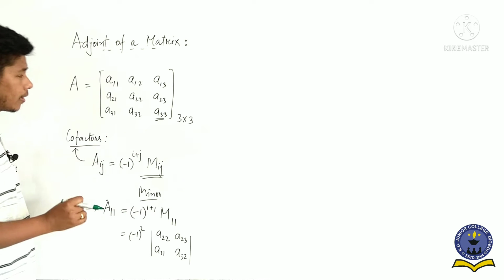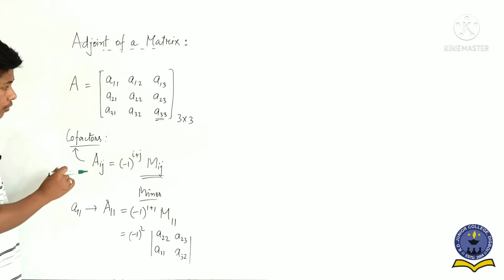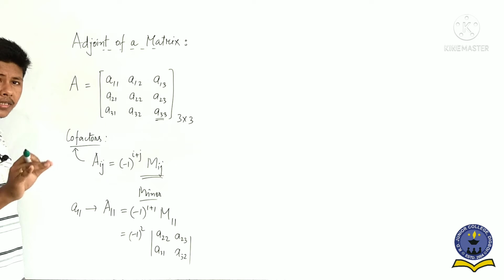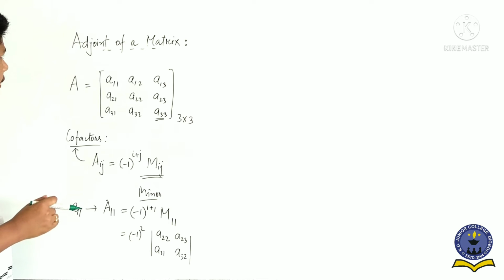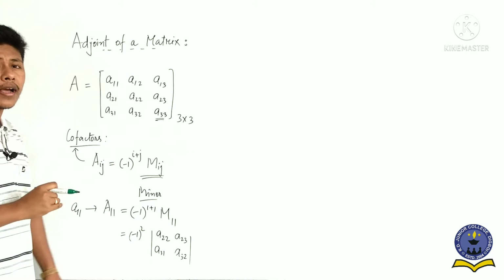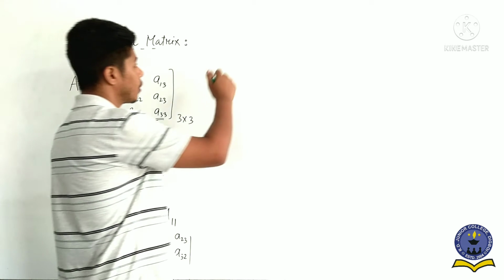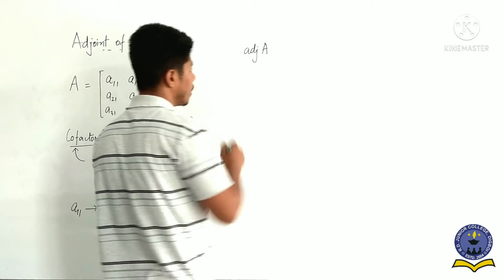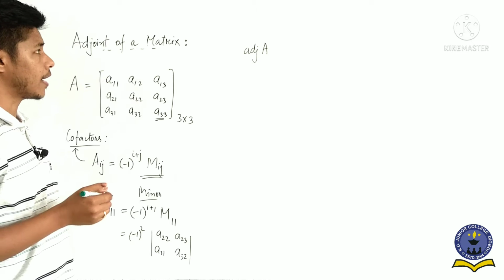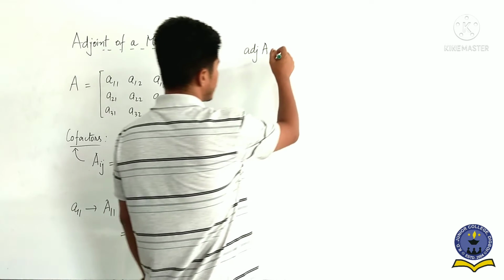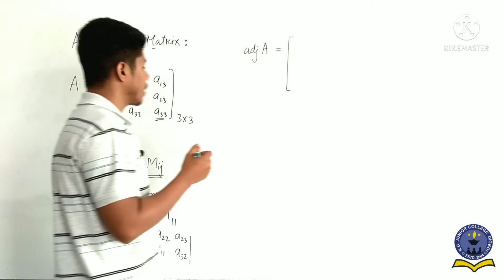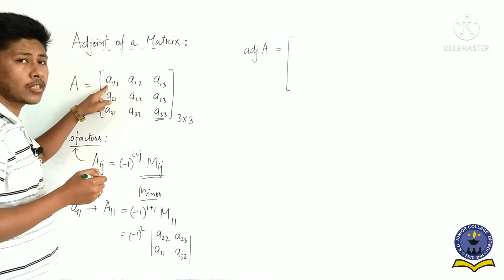And then after that, how can we find out? So first of all, for each and every element we have to find out the cofactor. Is it clear? So after finding the cofactor, now here the adjoint. Generally the symbol of adjoint is this one, adjoint of A, and this adjoint of A equals to, you have to write the cofactors of each and every element.